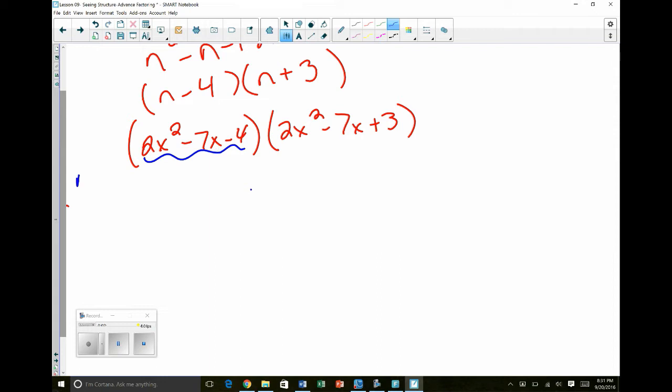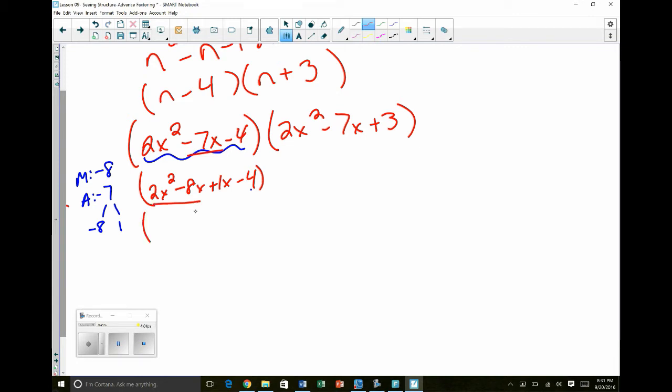What multiplies to a times c? What multiplies to negative 8 that adds to negative 7? Well, that's negative 8 and positive 1. So I get 2x² − 8x + 1x. I'm just splitting that term apart there. That negative 7x, I just split it into two different terms.